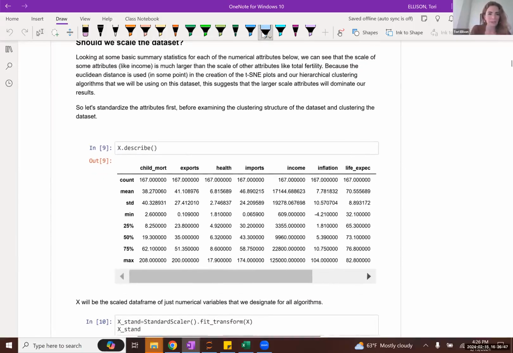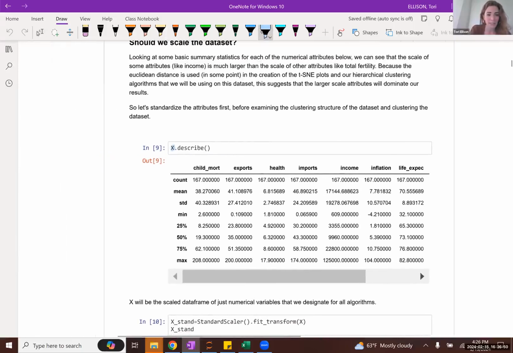So let's also do a little bit of pre-processing here. Let's take our 9 numerical attributes and describe them. Let's calculate some basic summary statistics, for instance, the standard deviation of each of those attributes here. So what do we think? Should I scale this data set first? Let me ask a poll. Based on what I'm seeing here, do I need to scale the data set?